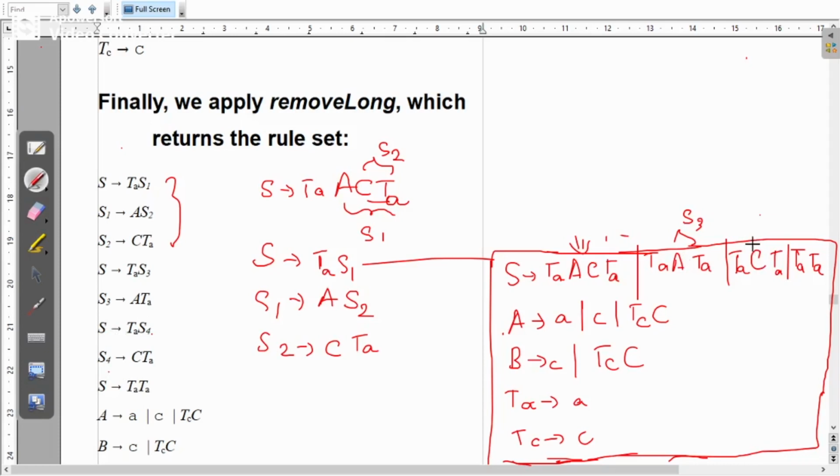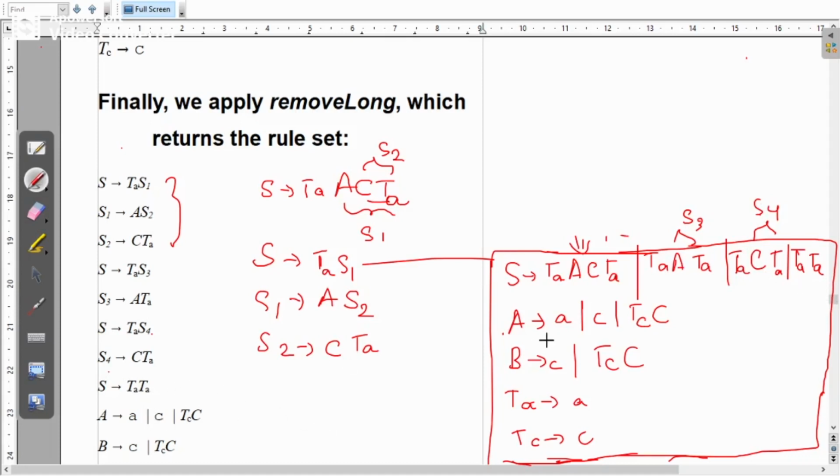Next, similarly, TA, C, TA. For this, I will take a new non-terminal for these 2 symbols, because if I leave these, there are only two non-terminals. That's why I will start from this. So S will start from TA S4. So what is S4? C, TA. Okay. And finally, we have S gives TA, A.